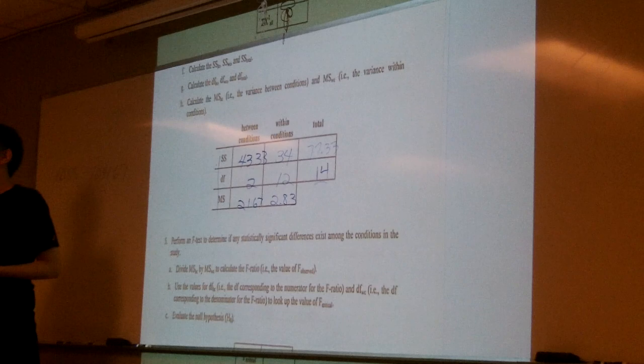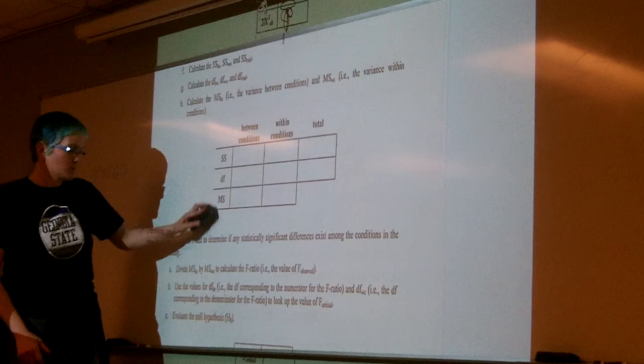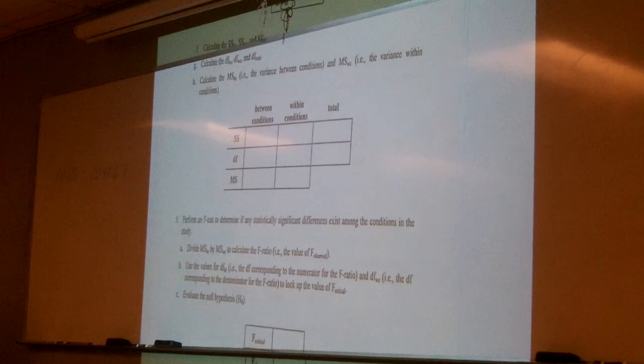All right, so now we can do the actual analysis of variance. We're going to analyze those mean squares. And here's what we do. We're going to calculate our F observed.